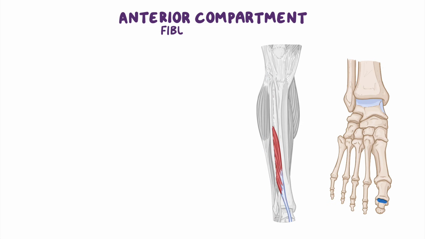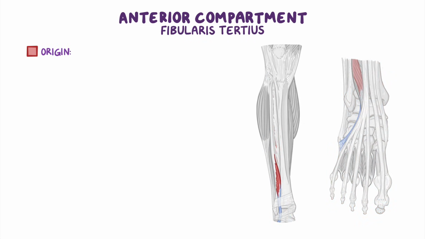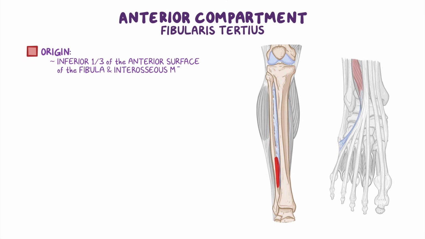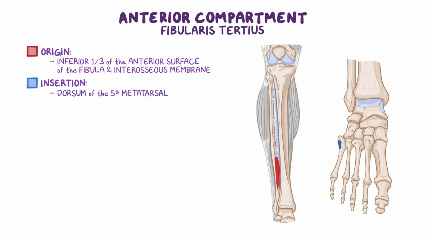And finally, the fibularis tertius, which proximally originates on the inferior third of the anterior surface of the fibula and interosseous membrane and inserts on the dorsum of the fifth metatarsal. The fibularis tertius dorsiflexes the ankle, and it also participates in eversion of the ankle, or turning the sole of the foot outwards.